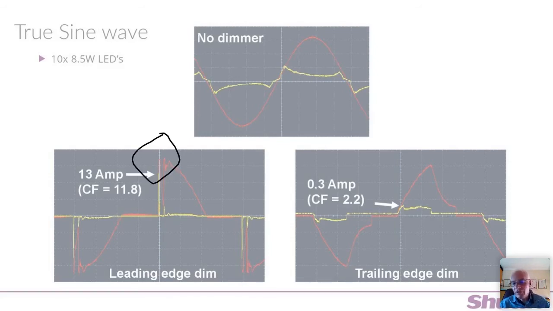Whereas if you go for trailing edge dimming, on exactly the same installation, you can see that your peak current is only 0.3 amps, with a crest factor of 2.2, very, very safe and very comfortable for your UPS.